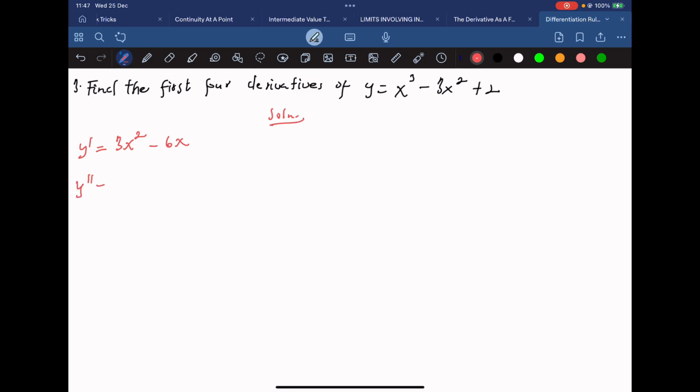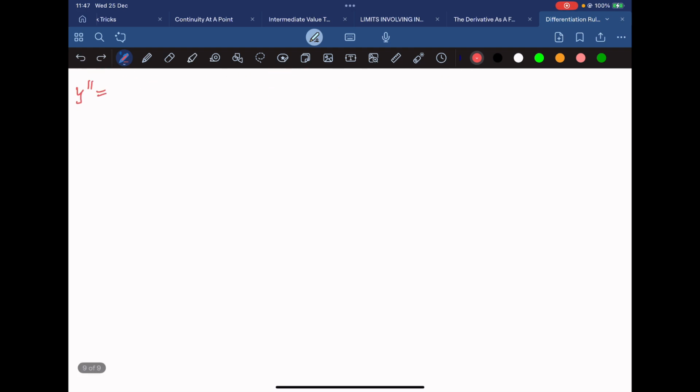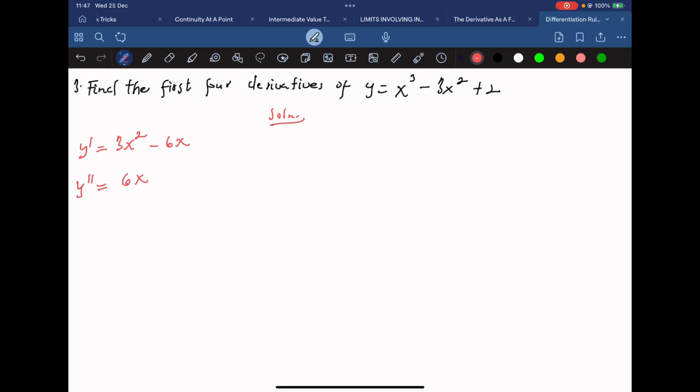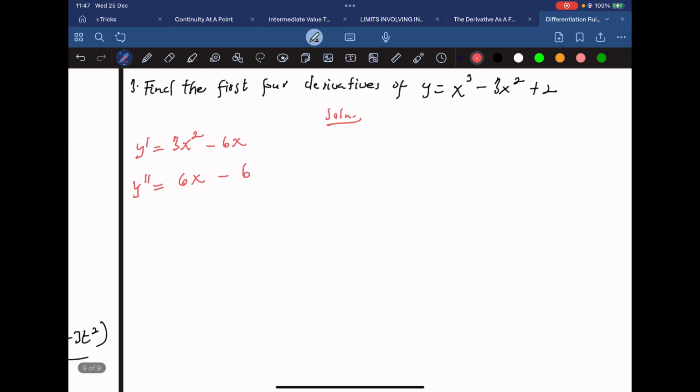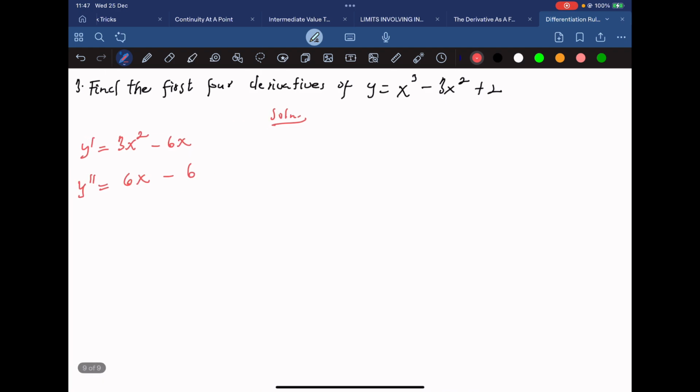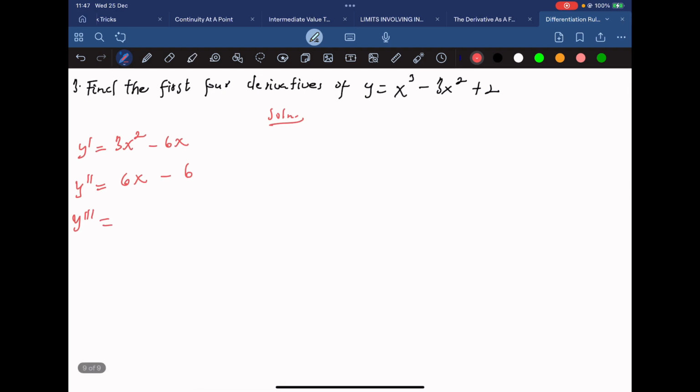For the second derivative, we have to differentiate this term. Using the power rule again, the 2 comes down, you have 6s, then you subtract 1 from 2, so you just have 1. Then minus, if we differentiate 6s, we have 6. For the third derivative, if we differentiate 6s, you have 6. If we differentiate negative 6, you have 0.